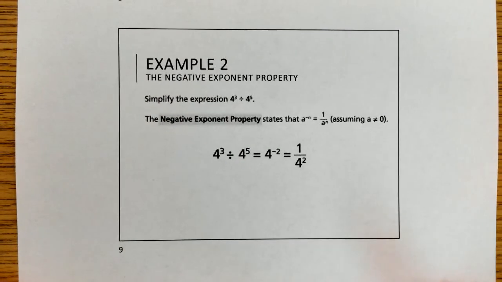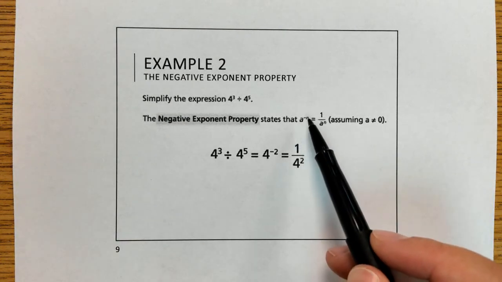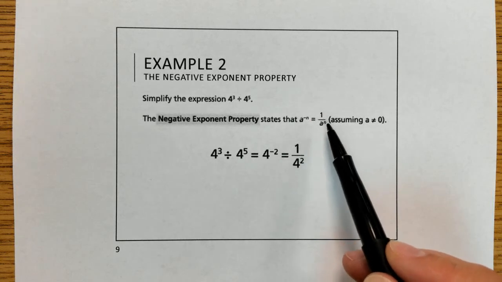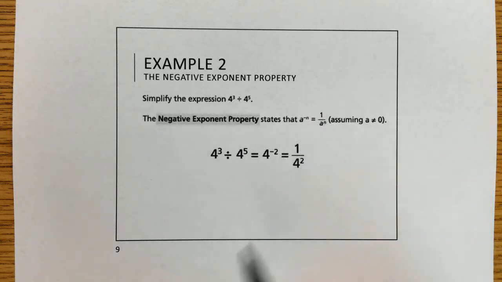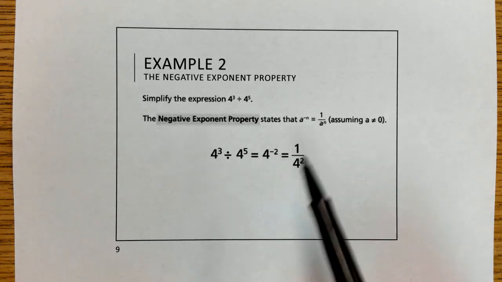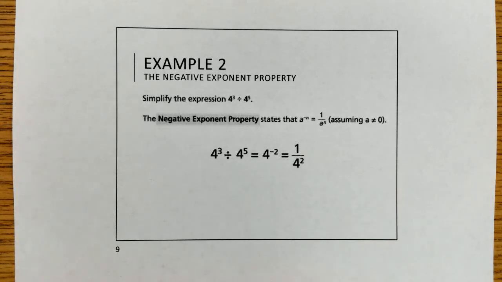So here, our negative exponent property states that when you have a base raised to a negative exponent, you could rewrite it as 1 over a to the n, where your exponent is now positive. So here, if we had 4 to the negative second power, we could rewrite that as 1 over 4 to the second power.